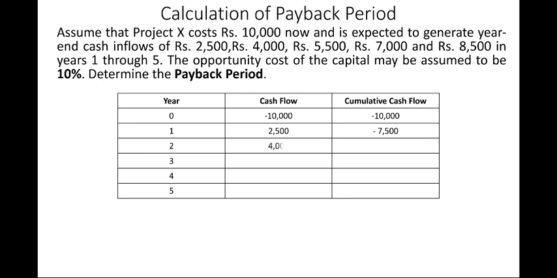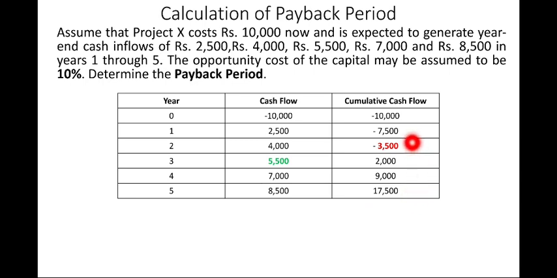Similarly, in the second year, there is a cash inflow of 4,000 rupees. Now, this cash inflow will get added to minus 7,500. So, minus 7,500 plus 4,000 comes out to be minus 3,500. In year 3, there is a cash inflow of 5,500 rupees. Now, this 5,500 will get added to minus 3,500, so we will get a positive 2,000 rupees. Now in the next year we have an inflow of 7,000. Now 2,000 and 7,000 comes out to be 9,000 rupees. In the last year we have an inflow of 8,500, so this will also get added to 9,000. So 9,000 plus 8,500 comes out to be 17,500.